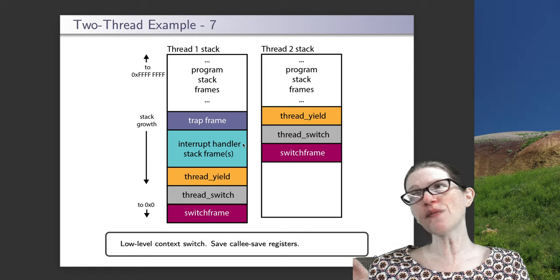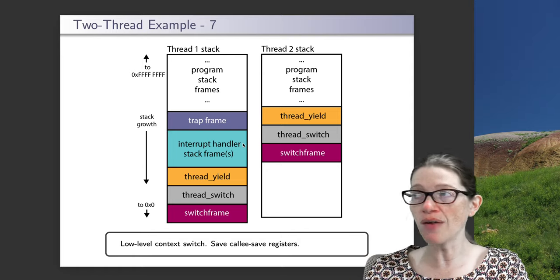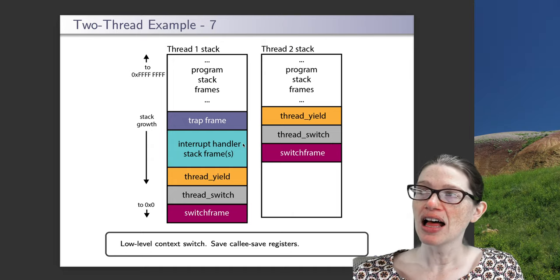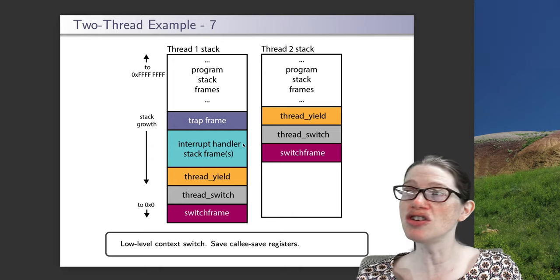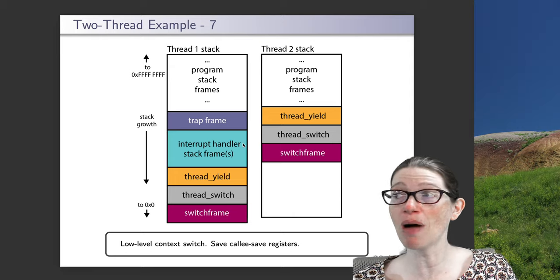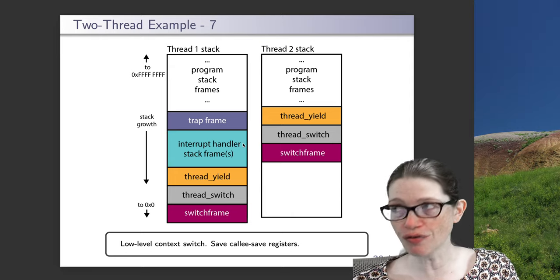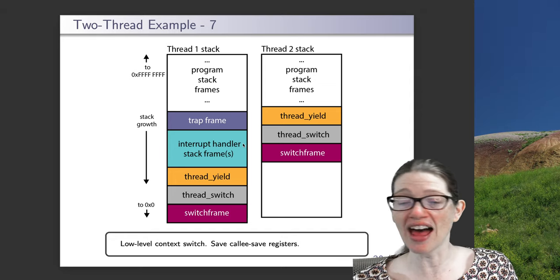Now, the first half of switch frame is saving the remainder of your own state. And the second half of switch frame is loading half of the new thread's state and then popping the new thread's switch frame off of its stack.